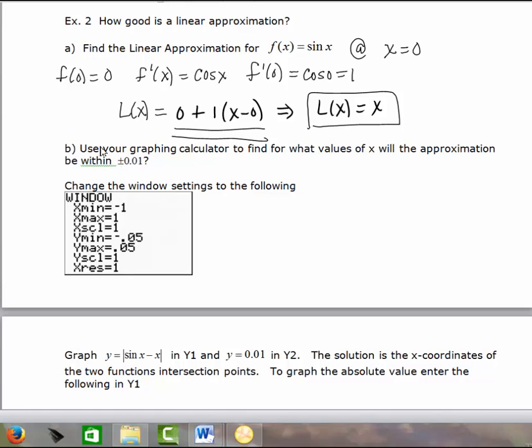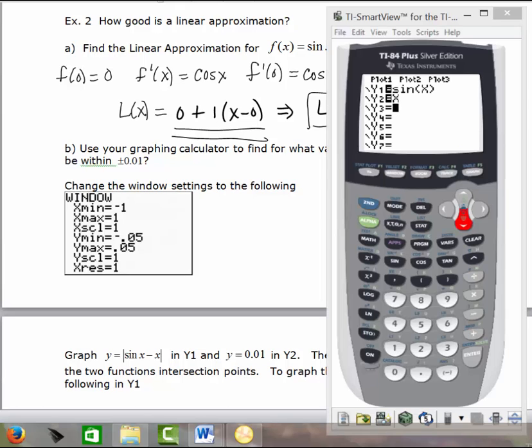What we want to find out is, using the calculator, for what values of x will the approximation be within plus or minus 0.01. To do this, first of all, we want to set up our window. We want negative 1 to 1 for our x window, and for y we're going to go from negative 0.05 to 0.05. So I've set up my window to match the window on the worksheet.